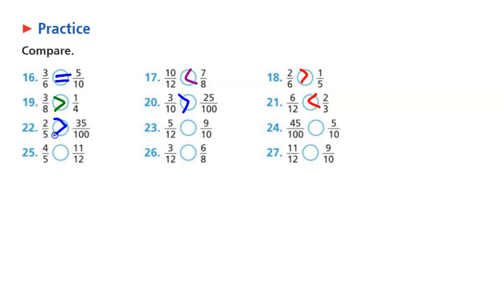22 goes to the left, open mouth to the left, I should say. 23 is open mouth to the right. 24, same, open mouth to the right. 25 is open mouth to the right. 26, again, open mouth to the right. And 27 is open mouth to the left. And with that, let's move on to some word problems.